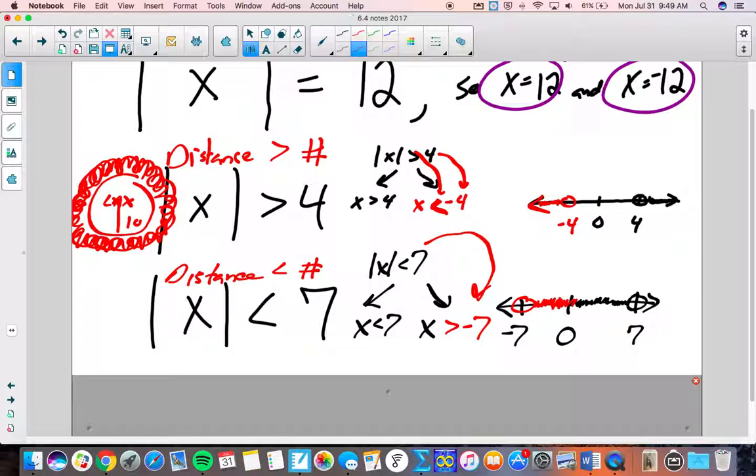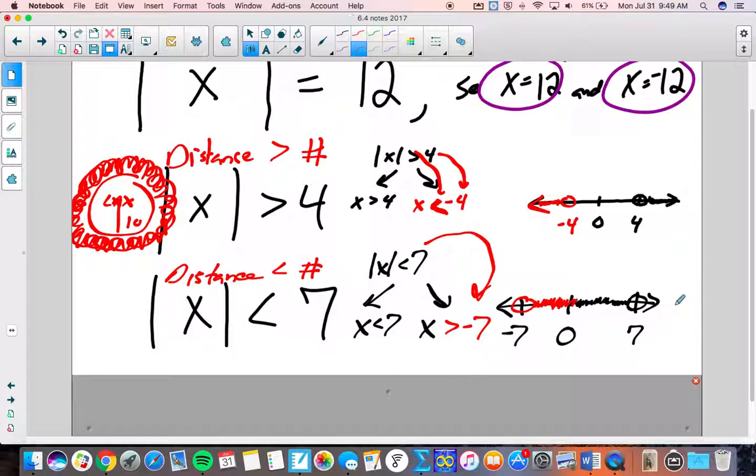If you plug in any of these numbers here, folks, this is really abstract. This is kind of confusing and complicated, but if you take your time and check some answers, it should make sense. If I plug in 0 here, because 0 is part of my solution set on this problem, is the absolute value of 0, which is 0, less than 7? Yes.